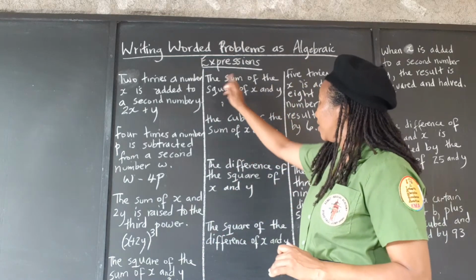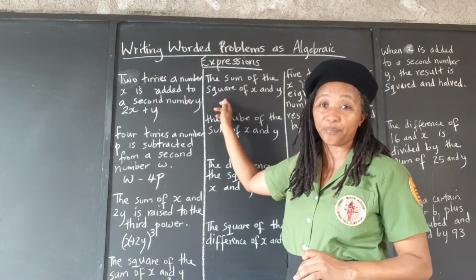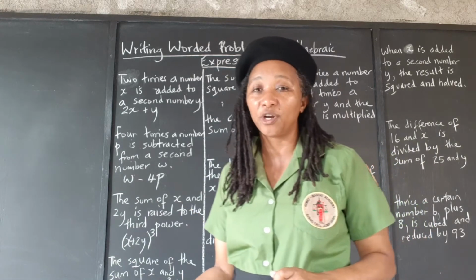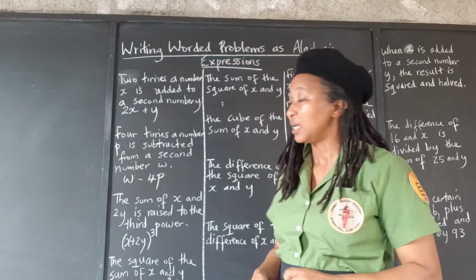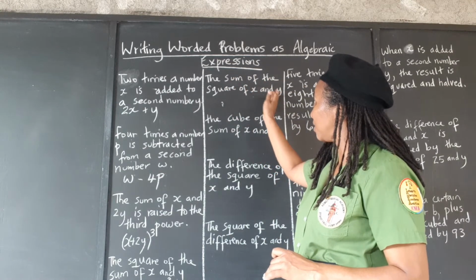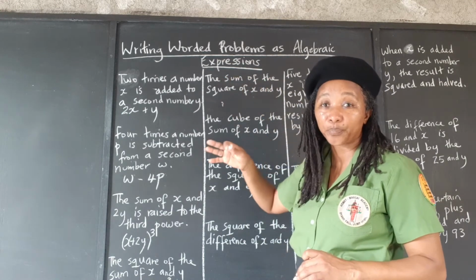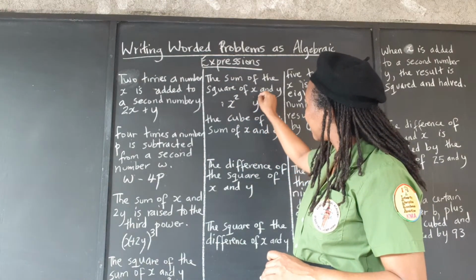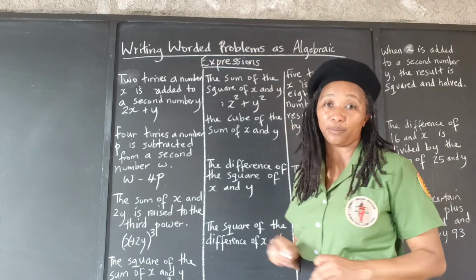This says the sum of the square. Which do we do first? Do we add them first or do we square them first? The sum of the square. We need to square them first and then find the sum. So we must have the x squared and the y squared and then find the sum.